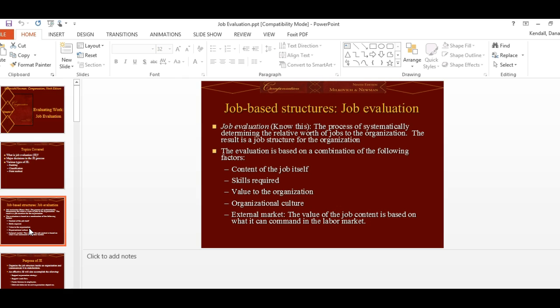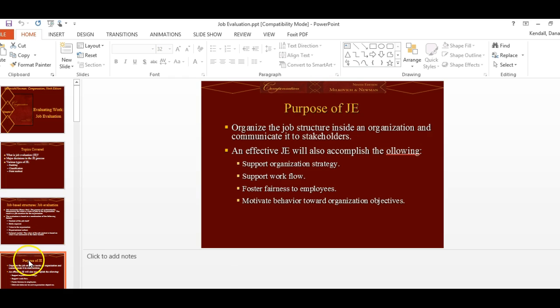What about the organization's culture, mission? The strategy of the org. How does that play into this? And then finally, the external market. So the value of the job content is based on what it can command in the labor market overall. So that's the external link. And when we are creating pay structures, of course, we want to make sure that they are competitive so that we can keep our talent in the org.